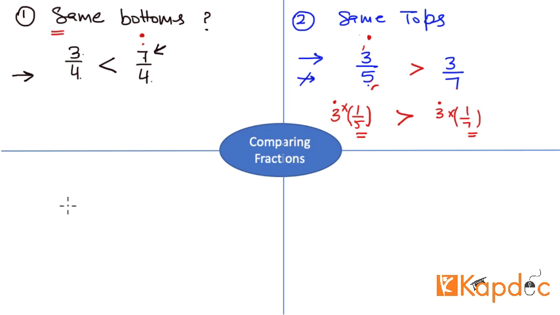But sometimes you may not be that lucky that you get either the same bottoms or the same tops. Sometimes you might come across two numbers such as 3/5 and 7/8.